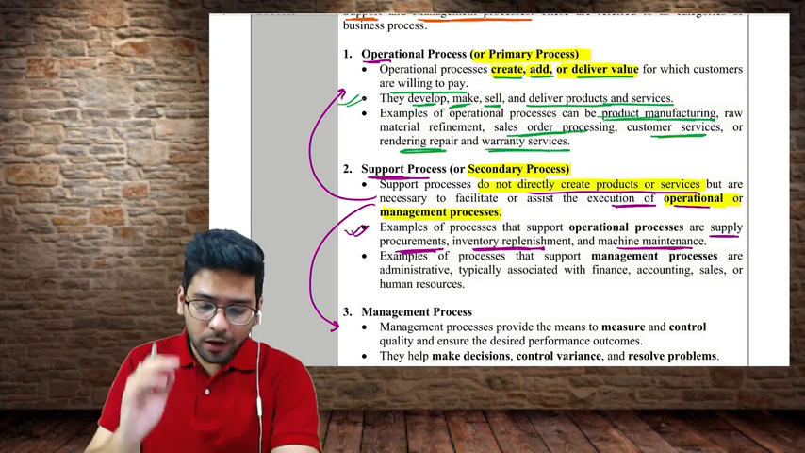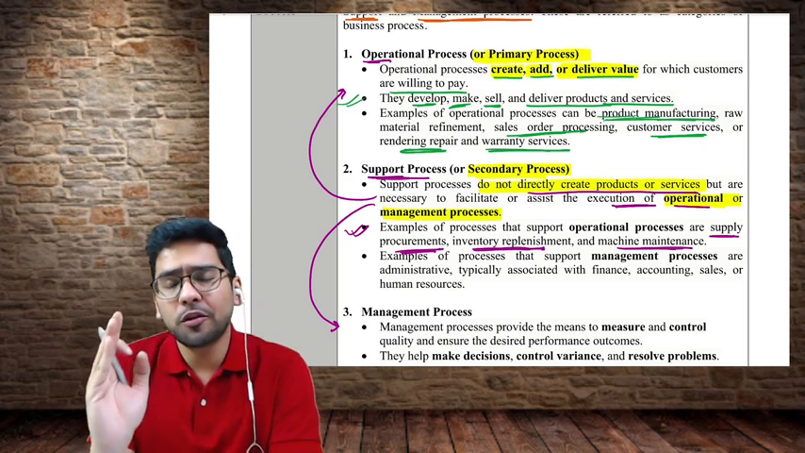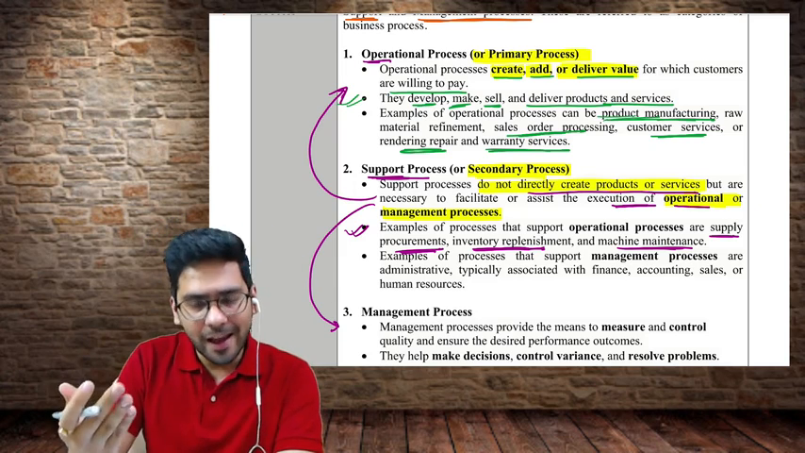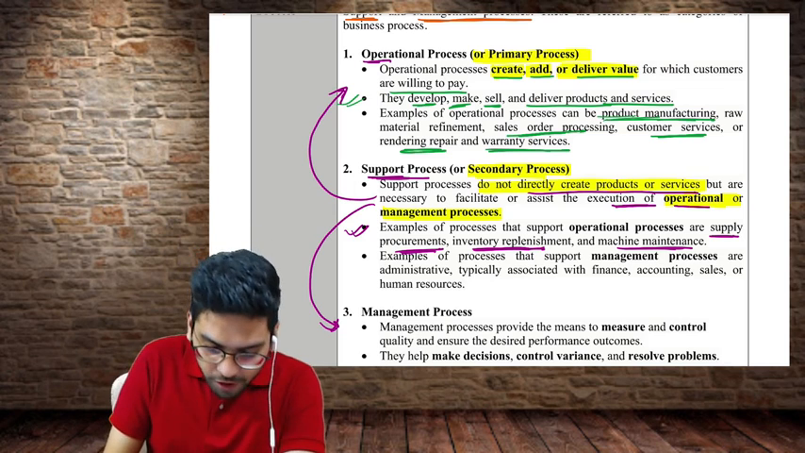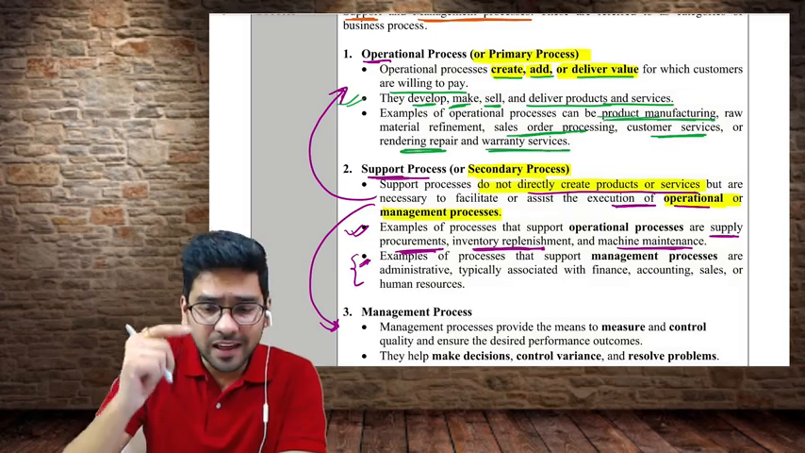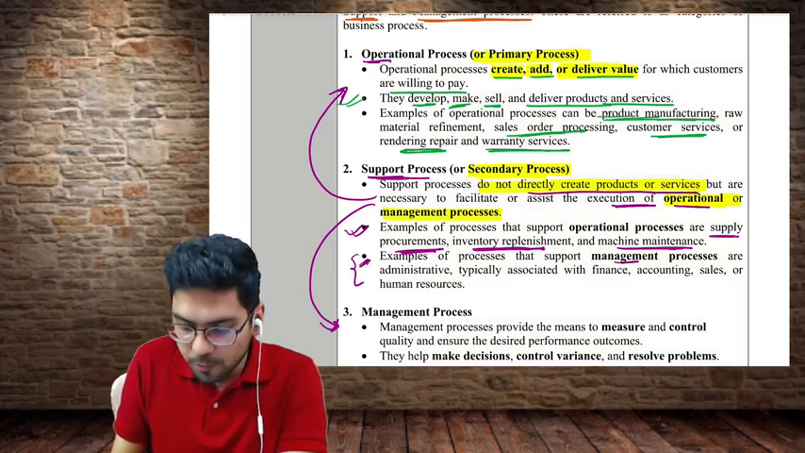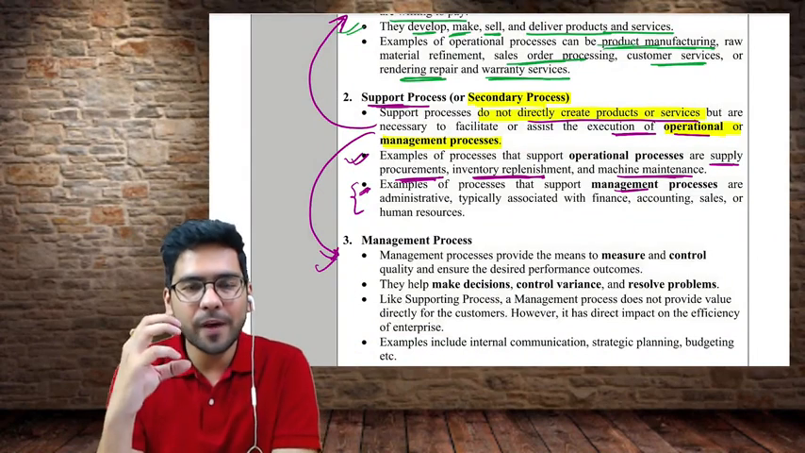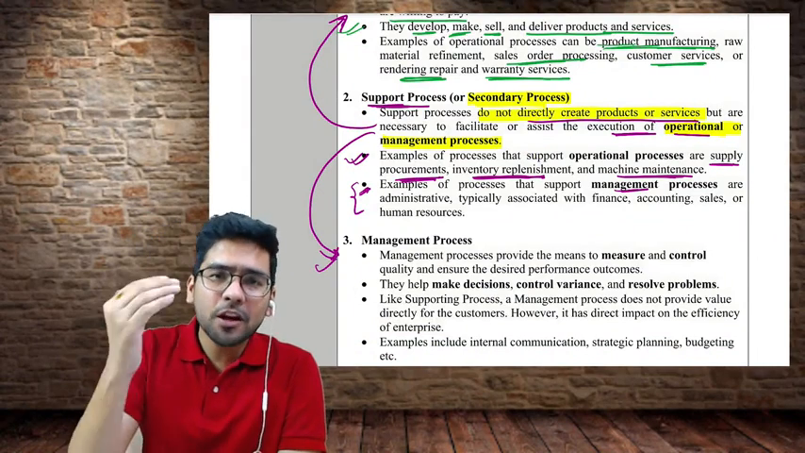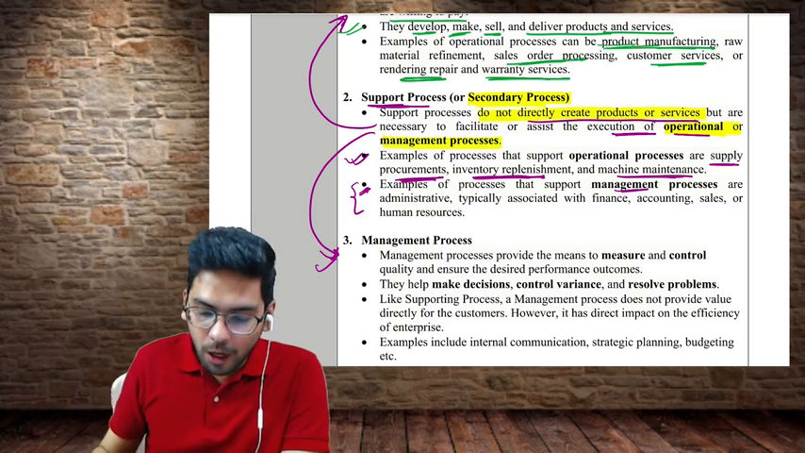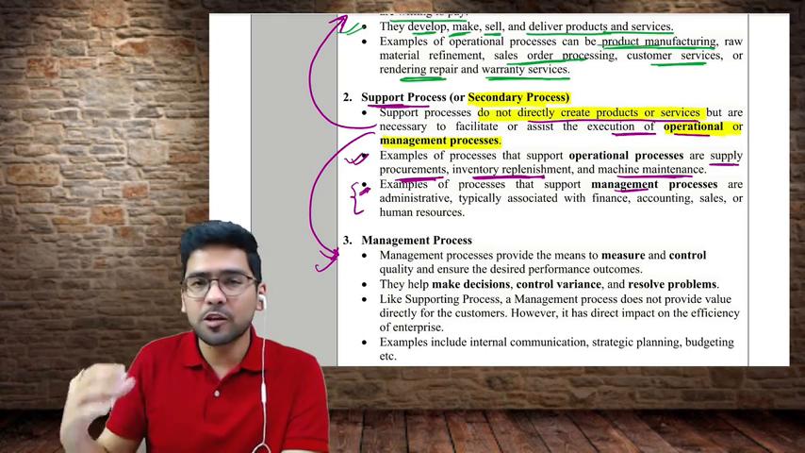Now I have told you that support process supports operational processes as well as management process. So we are going to understand examples of processes that support management process only after we cover management process. So first let us understand what management process is, and then we are going to understand how support processes, how secondary processes, support management process also.